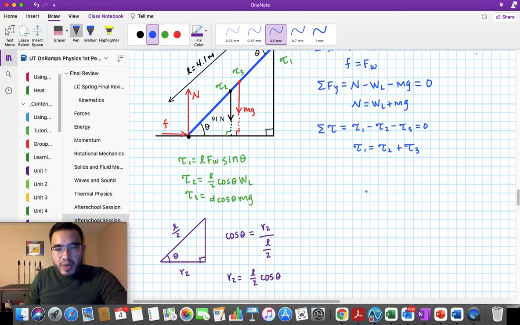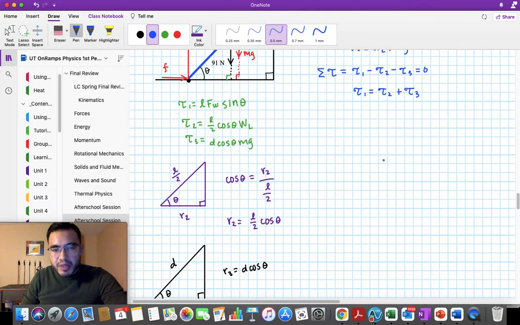Now I can substitute my equations. I am probably going to need all this space. Then that'll be L F_W sine theta, that is length of the ladder times the force of the wall times the sine of theta, is equal to half the ladder cosine theta times the weight of the ladder plus torque 3, which is d cosine theta mg.